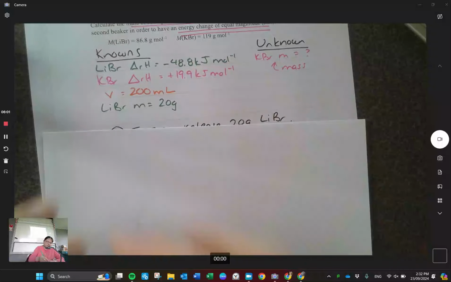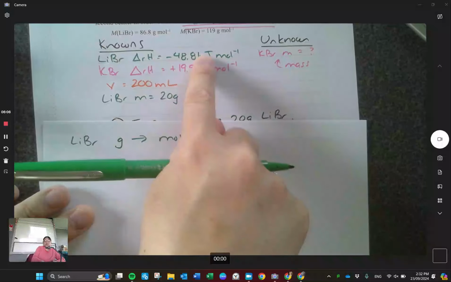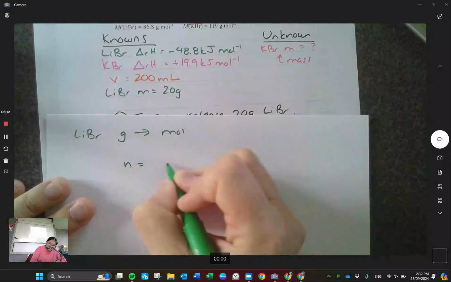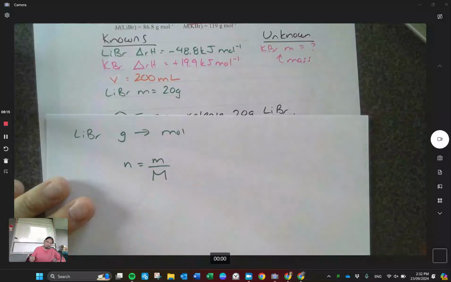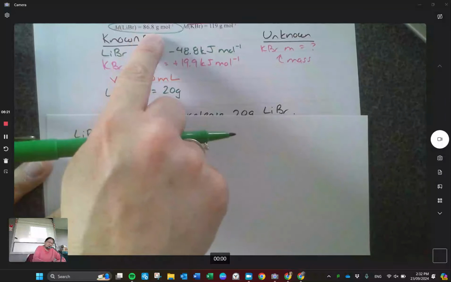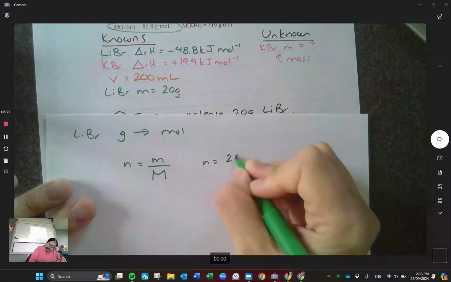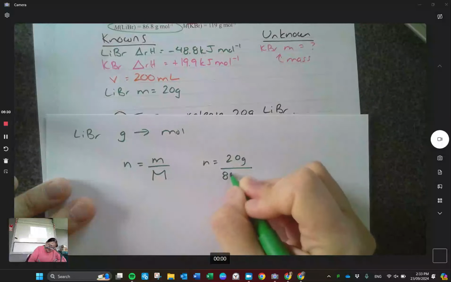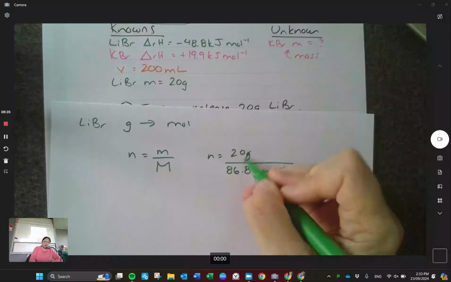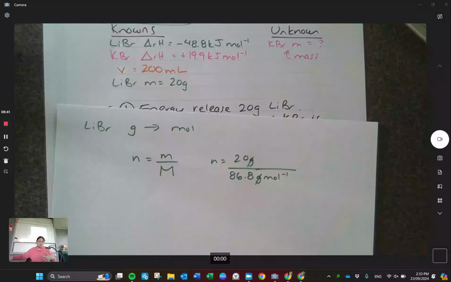So first thing we're going to do is convert the lithium bromide, the grams, into moles, so that way we can plug it into this equation here. Remember back when we did titration, n equals little m over big M. They've given me the mass of lithium bromide over here. It's 86.8. So n equals 20 grams divided by the 86.8 grams per mole. Again, I like to write down my units to double check myself. Grams and grams cancel out, and I have per mole. That's good news because that's what I want as my final answer, in moles.